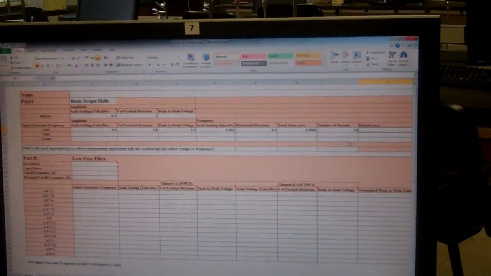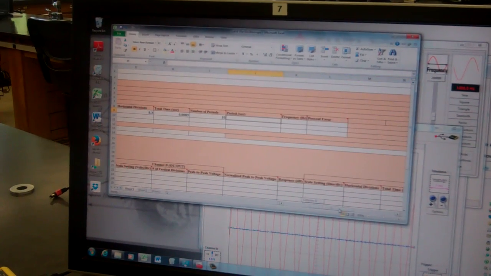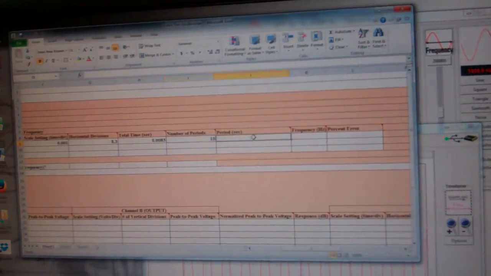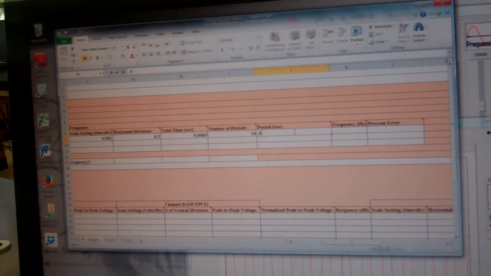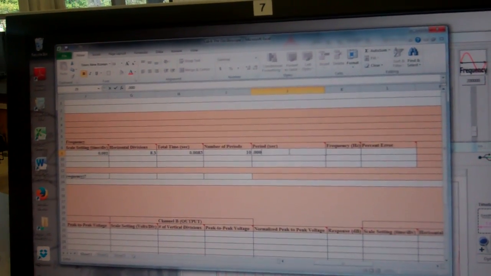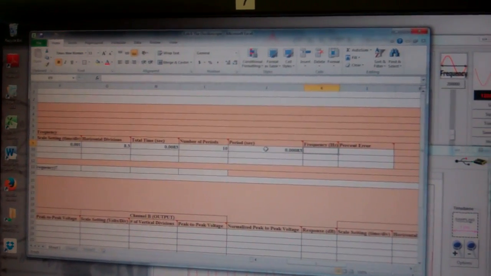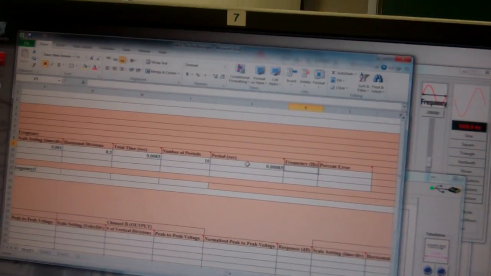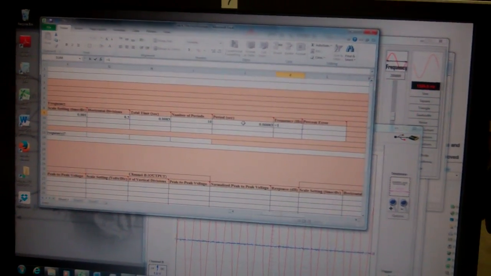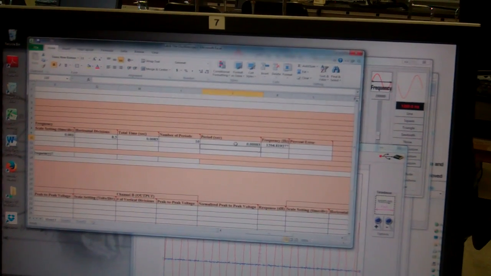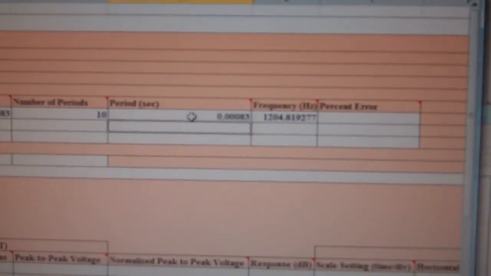So how long is one period? Well, if you read the little tip on there, it'll tell you, or you can just believe me. That's going to be the total time divided by the number of periods. So it's going to be 0.00083. Now the frequency, that's going to be 1 over the period. Equals 1 over, I'll use a formula for this one because I'm lazy. And it came out to 1204. Well, what did we have it set at? We had it set at 1200.